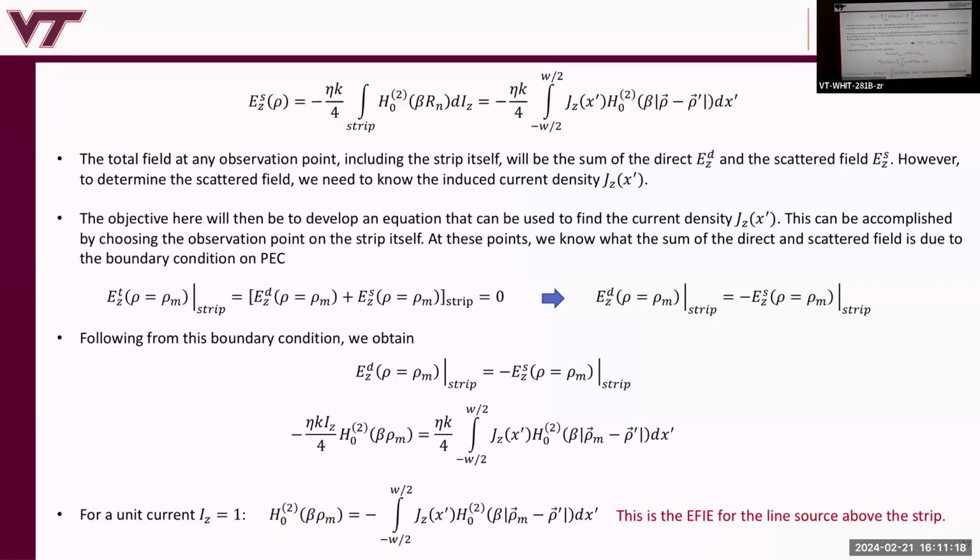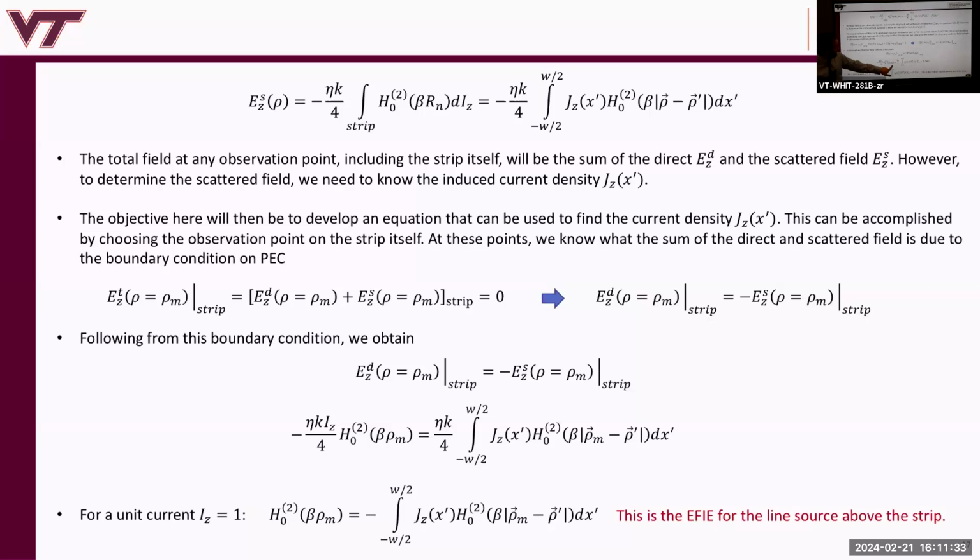So incident equals negative scattered if they have to sum to 0. But this is only true when you evaluate the observation on the PEC. Yeah, good. So following this boundary condition, we can replace what the direct field is. This is the radiation due to a line source in the absence of the scatterer. And the right-hand side is the scattered field from this expression here. This is an integral equation.